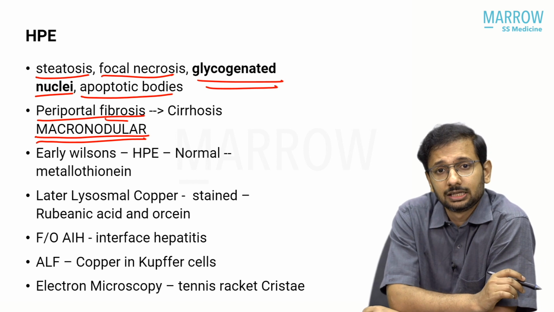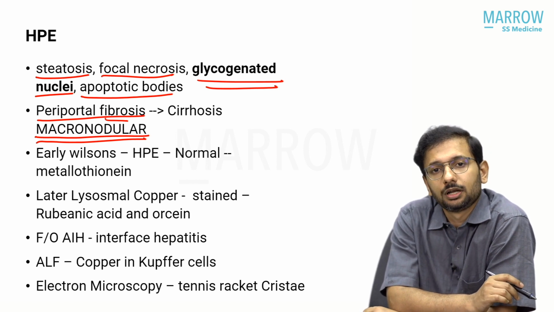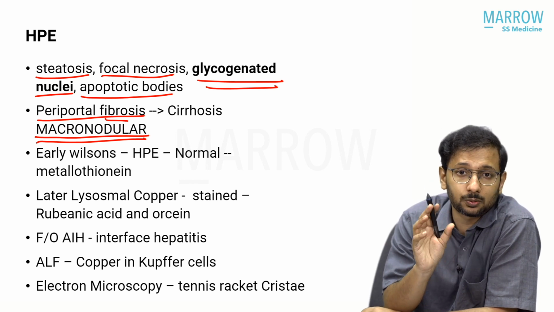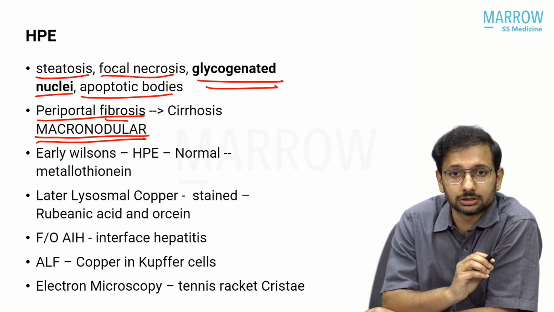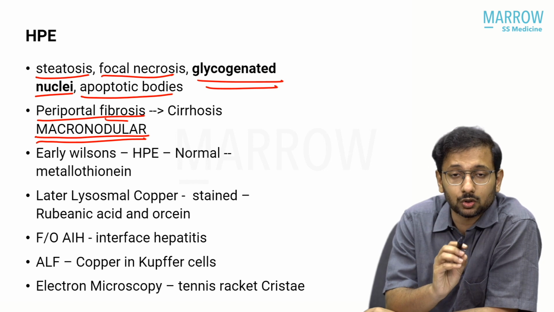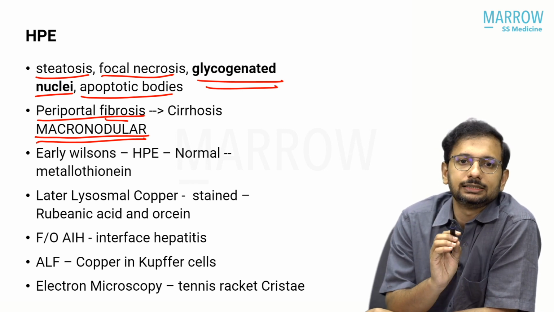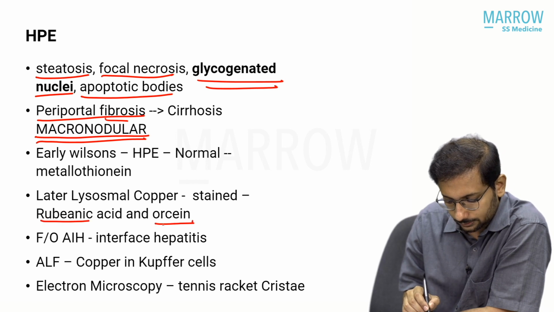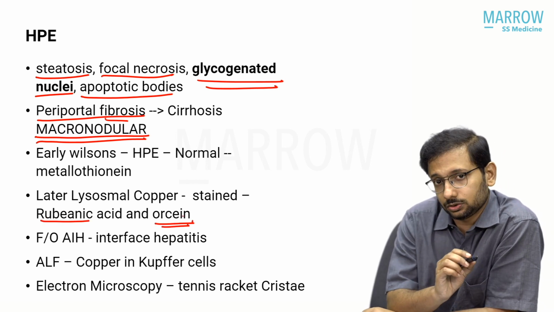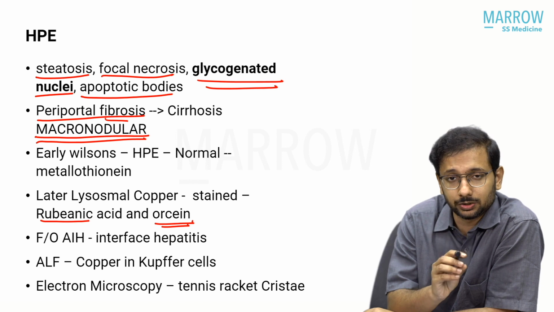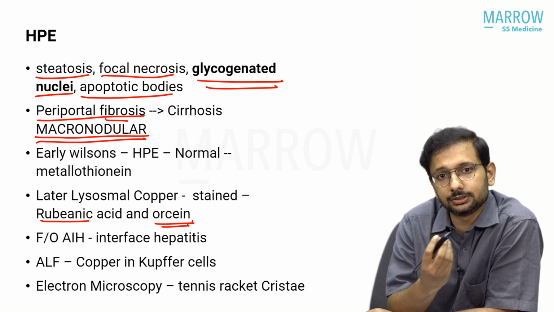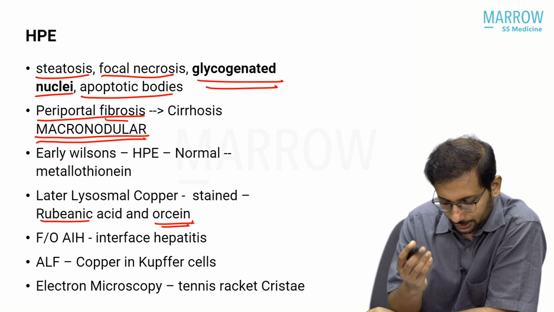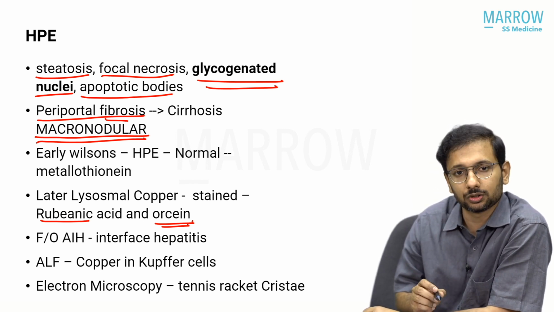In early Wilson's, the histopathology may be normal. Why? Because there are a lot of metallothioneins and metallochaperones which sequester the copper in the liver and make it non-toxic. And this non-toxic copper will not be seen in the regular stains, which are rubeanic acid and orcein. Once the metallothionein and metallochaperones get saturated, copper moves out into the lysosomes and starts causing oxidative damage. And that is when we start picking up Wilson's disease in histopathology.